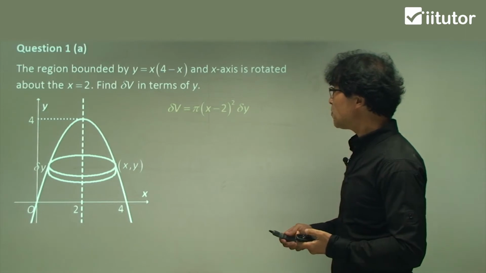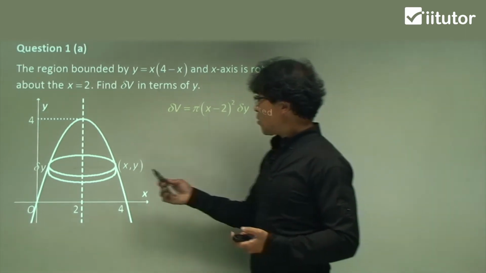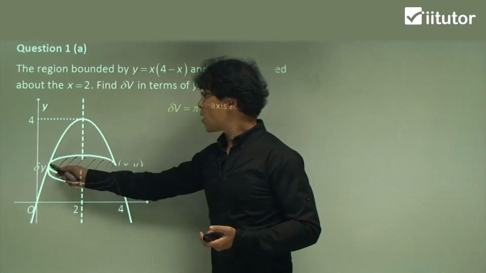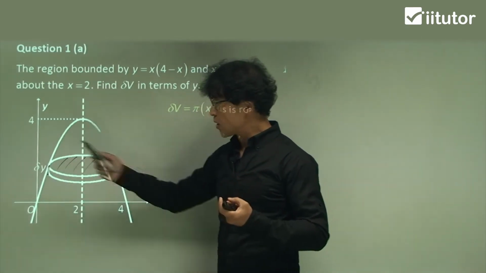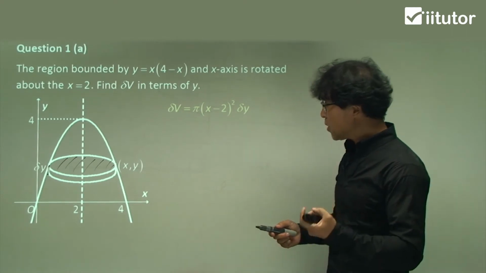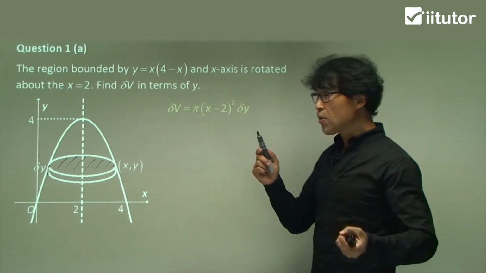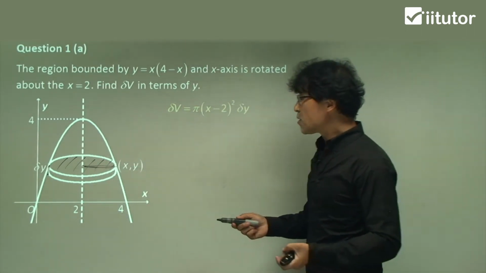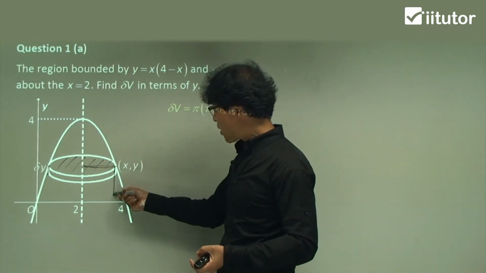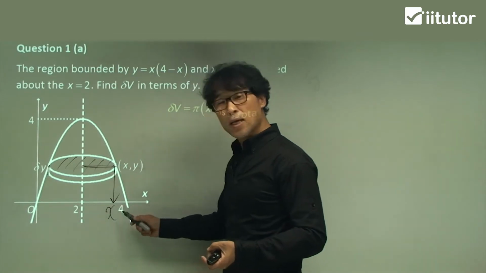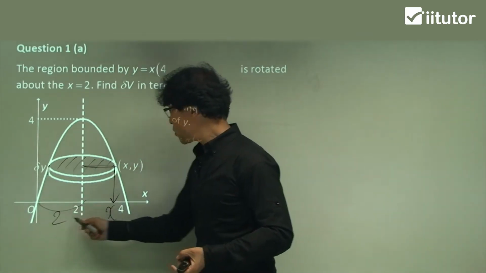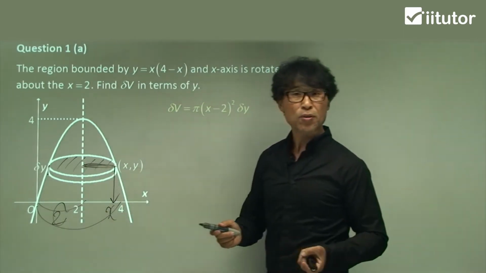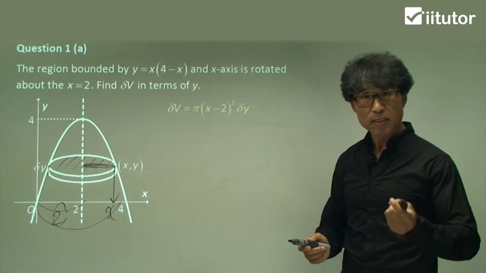Now, delta volume. This delta volume is basically the area of the circle times the height, which is the thickness, in this case delta y. That's what you're going to do. To find the area of the circle, we first need to find the radius. What is that radius in this diagram? We have x there, and then that is 2. So basically, x minus 2 is the length of the radius. Does that make sense, guys? Okay, does it make sense?